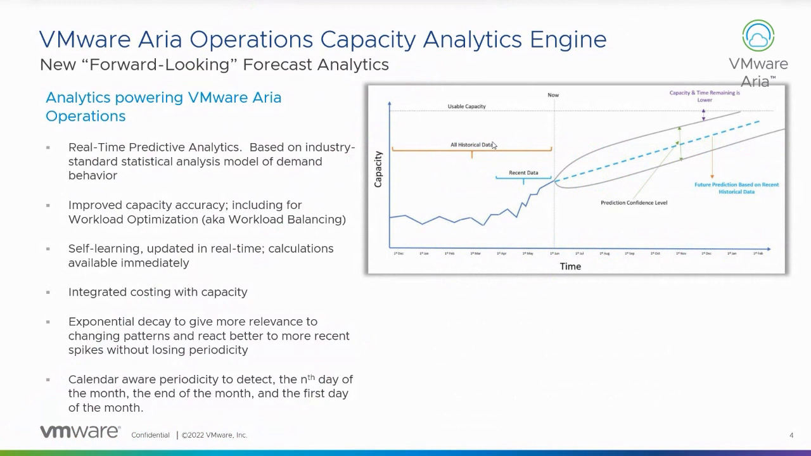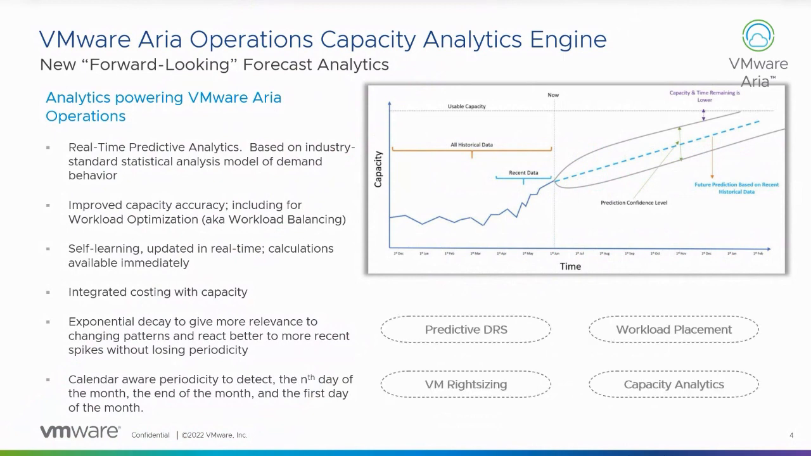And then another one is exponential decay. So it gives a little bit more weight to more recent usage. As your environment changes, you need to be able to adapt to those changes, so it's aware of those as well. So hopefully that makes sense, setting the stage at a high level. I'm going to show you the projections in the demo here.